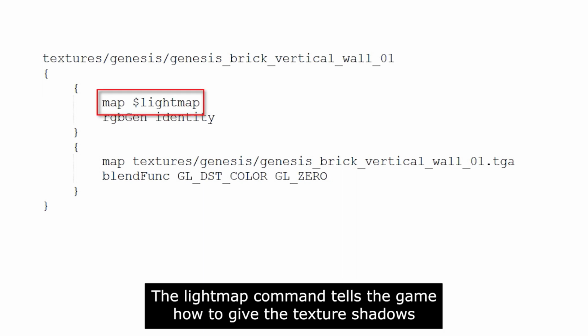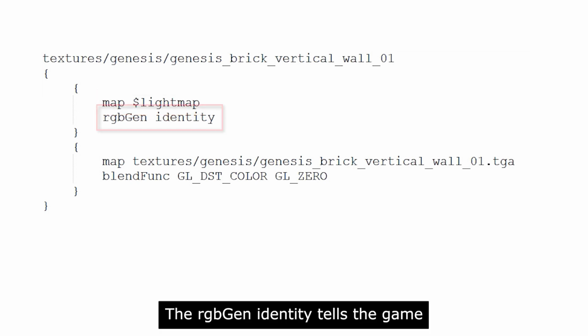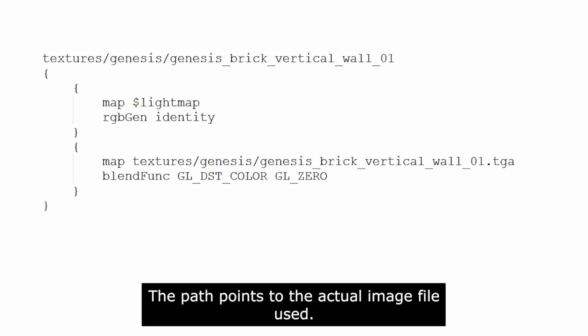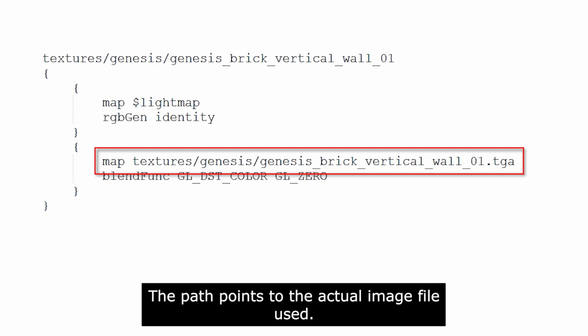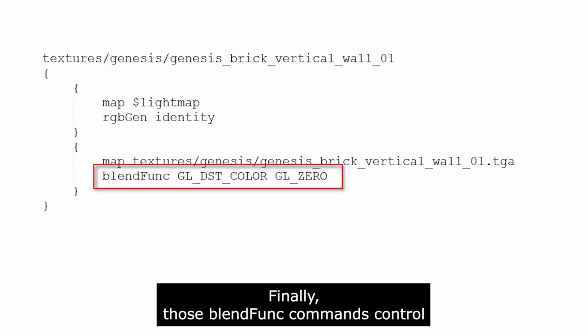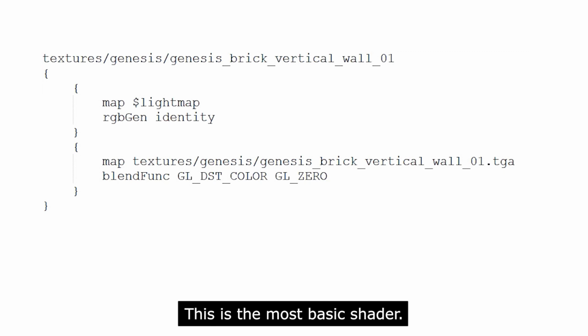The light map command tells the game how to give the texture shadows and highlights to give the texture a realistic look. The RGB gen identity tells the game not to change the original colors of the texture. The path points to the actual image file used. Finally, those blend func commands control how the texture blends with any other light. So this is the most basic shader.